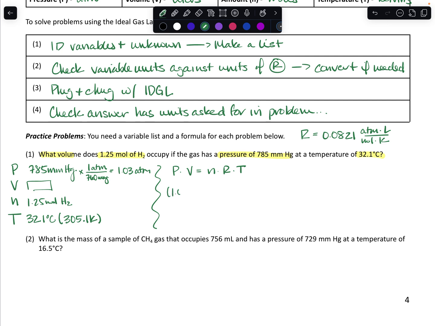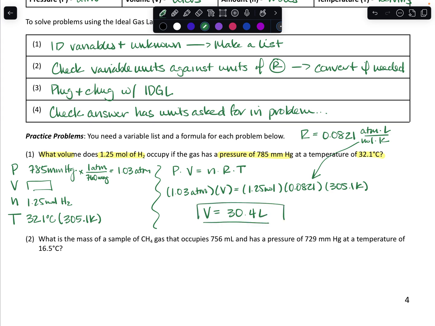I tend to plug things in first, so I would do 1.03 atmospheres times V equals 1.25 moles times 0.0821, and this is where I do not make you write that unit, but remember that unit is here, and then my temperature is 305.1 Kelvin. I'm going to divide both sides by 1.03 atmospheres, do the multiplication on the other, and I find that a gas under these conditions is going to occupy 30.4 liters worth of space. And that's it. They're not complicated, these problems, as long as you have done your conversions before you plug everything in.